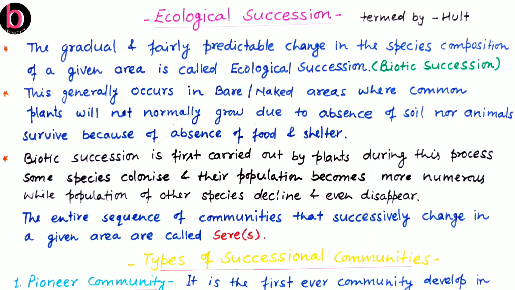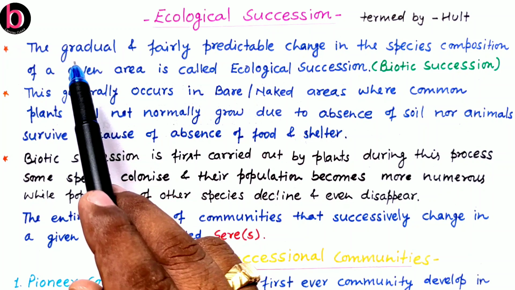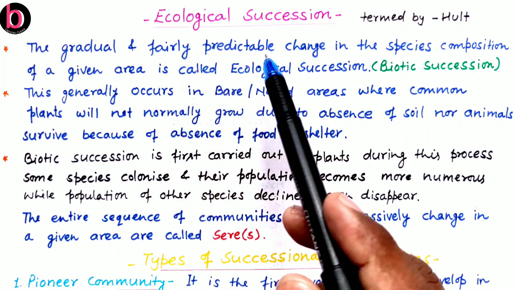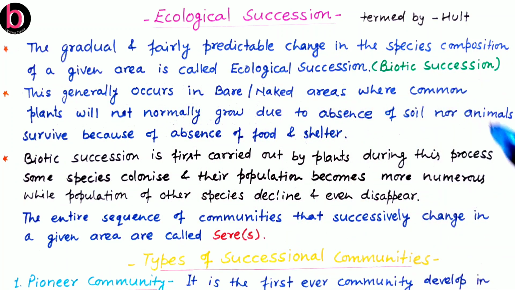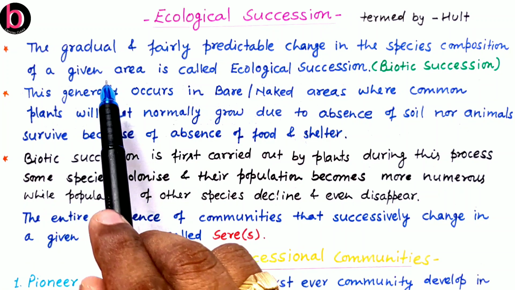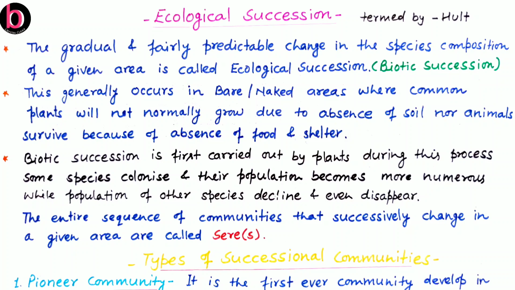It is a sequence of gradual changes in vegetation in any naked or bare area. Here the changes are very slow, and in a few cases it takes a thousand or more than a thousand years for the development of vegetation in that particular area. So the definition is given here. Ecological succession is the gradual and fairly predictable change in species composition in any given area. This is called ecological succession or biotic succession.